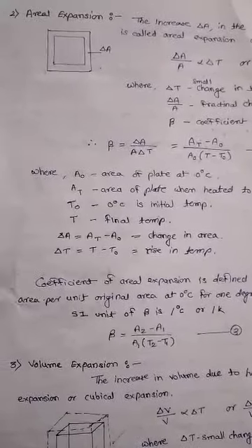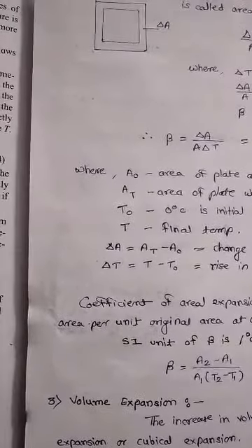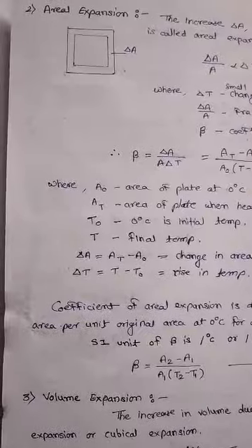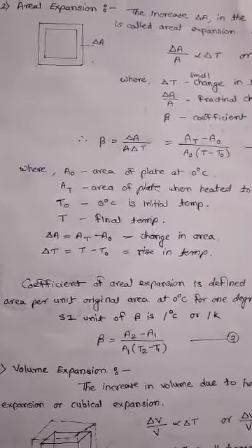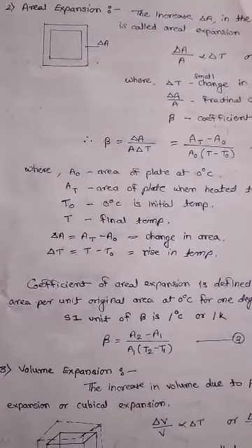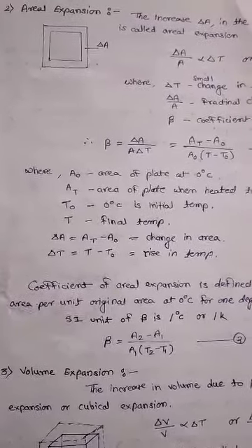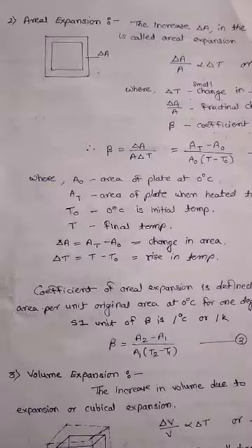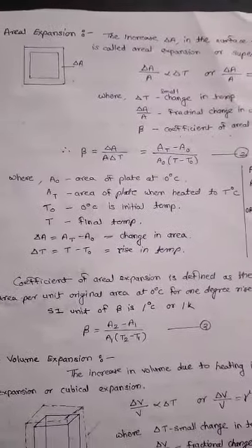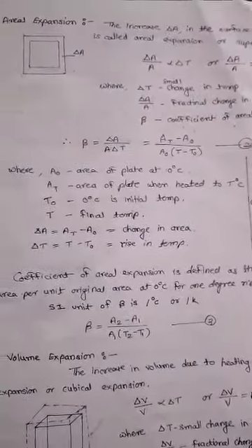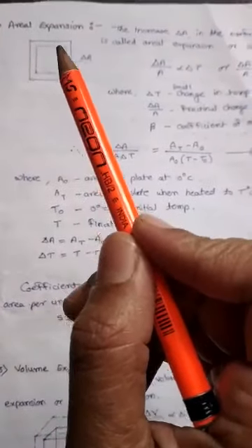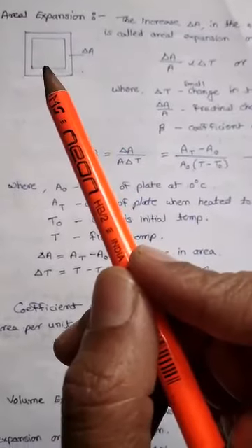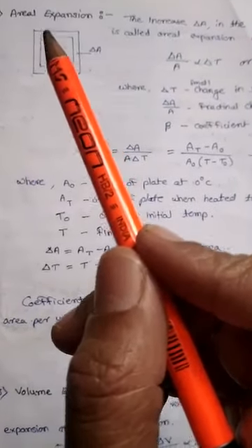Now, similarly, the same point we already learned in linear expansion. Our next point is areal expansion, which is similar to linear expansion. Linear expansion means change in length, but areal expansion means increase in surface area. Suppose a square metal plate is heated, then its area changes.